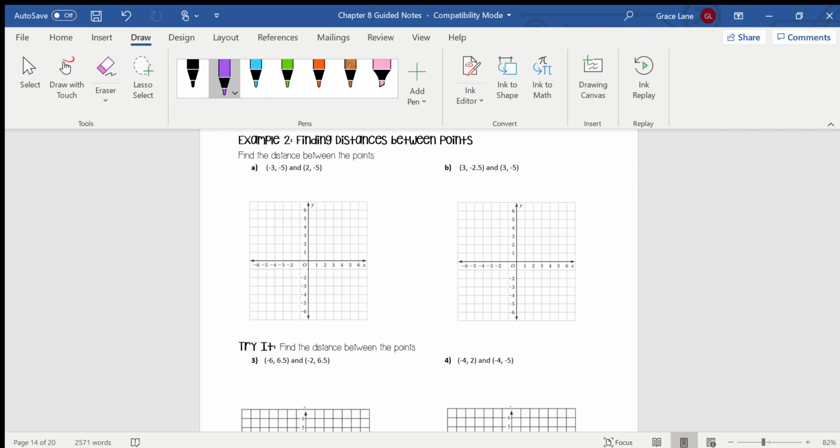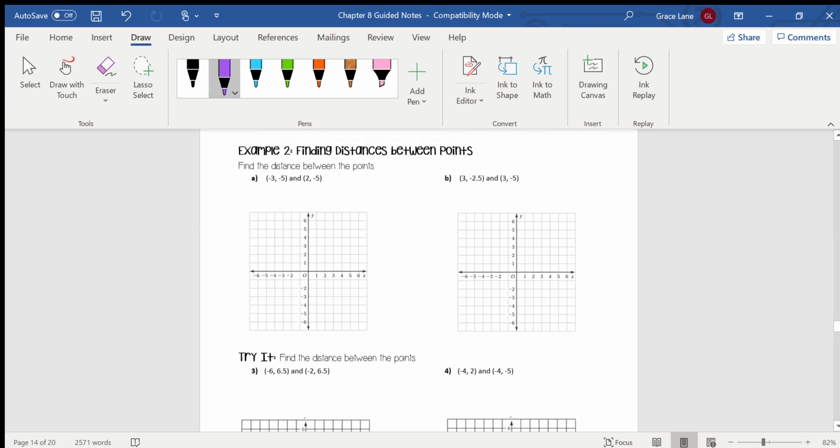So this is just finding the distance, and if you look in your book or on the Dynamic Student Edition, it's going to tell you to use adding and subtracting to find the distance. I kind of just like counting, but I'll show you both ways.